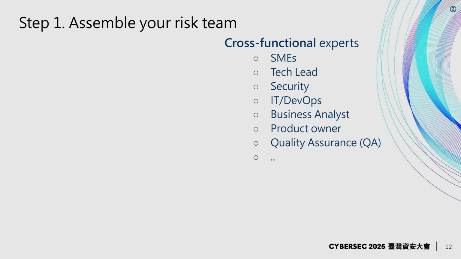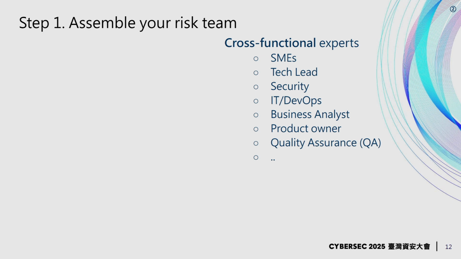All right, first step, right, to create a risk team. So risk management is not an individual task. You cannot do it alone. You need to create a cross-functional team. Why? Because you need to provide different perspectives and avoid blind spots in your risk analysis.